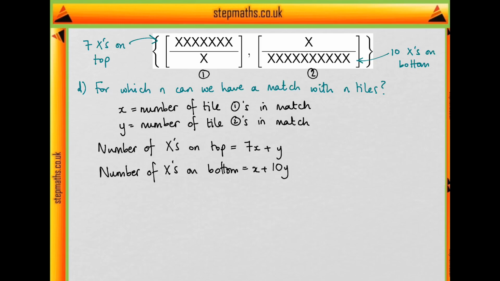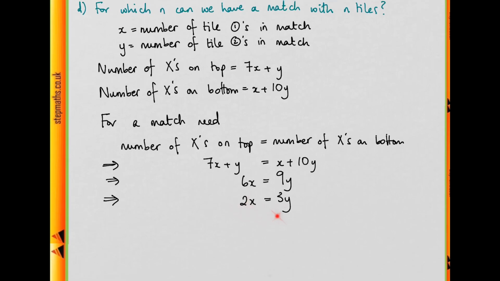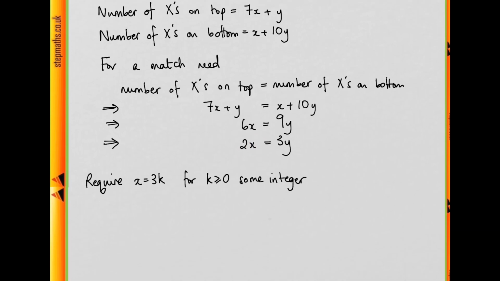And for a match, we want the number of X's on the top to be the same as the number of X's on the bottom. So we're going to want 7x plus y to be equal to x plus 10y. And that's just the same as saying we need 2x to be equal to 3y after we've simplified this down. Okay, so what does this tell us about x and y? Well, of course, 2 isn't divisible by 3, but we see 2x is some multiple of 3. And so if 2x is a multiple of 3, then we must have that x is a multiple of 3. So we can say that x is equal to 3k for k some integer.